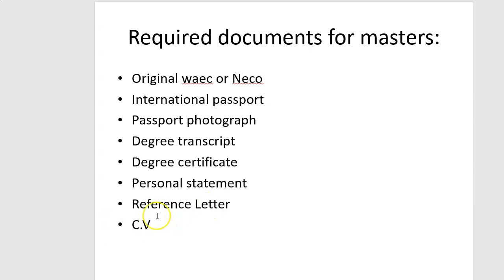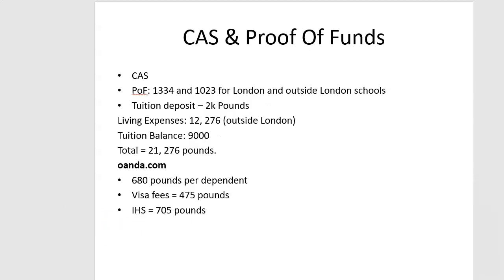CV, everybody should have a CV, right? Then CAS and proof of funds. CAS is an acronym for Confirmation of Acceptance of Studies. It is the major document that the school issues that qualifies you to come and study in the UK.